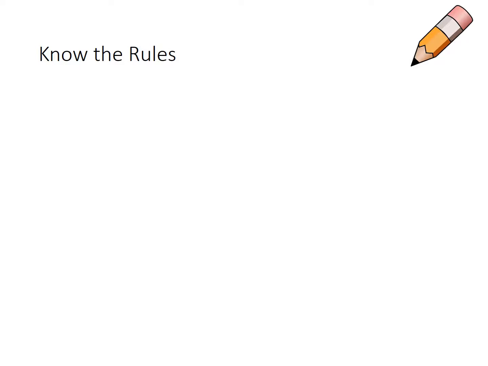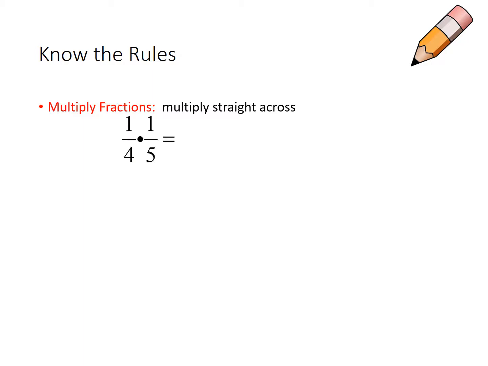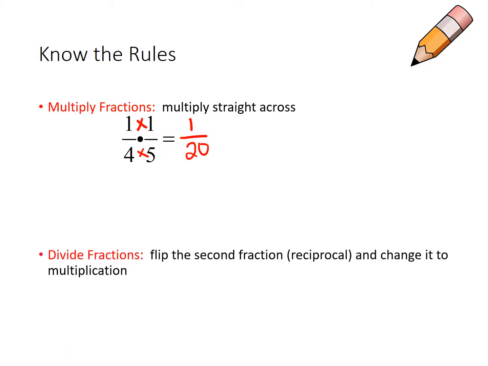So before we start actually looking at some practice problems, we got to talk about some rules with multiplying and dividing. So when we multiply fractions, we multiply straight across. So in this example with actual numbers, all we're saying is the top times the top, which is 1 times 1, is equal to 1, all over the bottom times the bottom, which is 4 times 5, which is 20. That's all we want to do for multiplying fractions. We just want to multiply straight across.